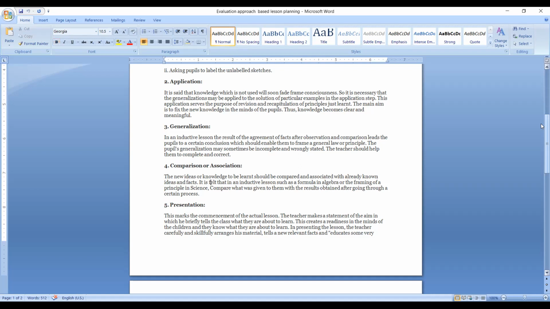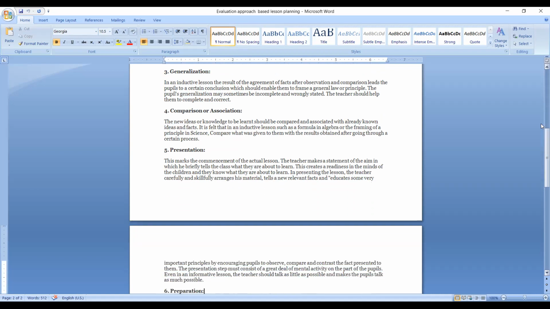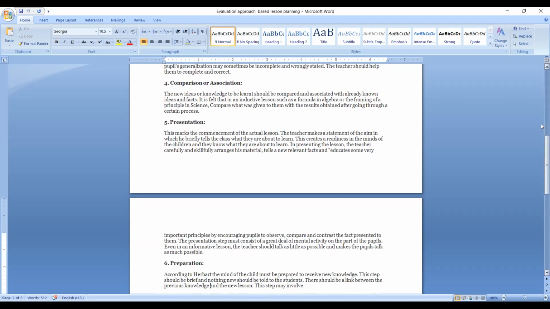Then the fifth part comes, presentation. This marks the commencement of the actual lesson and the way in which we are going to teach. This is the step where, in evaluation based approach lesson planning, the teacher makes a statement of the aim, in which he or she briefly tells the class what they are about to learn on that particular day. This creates a readiness in the mind of the children and they know what they are about to learn.